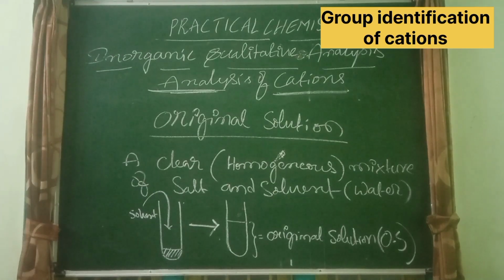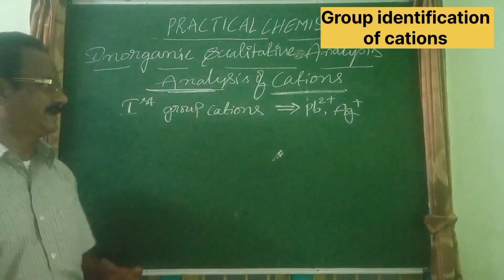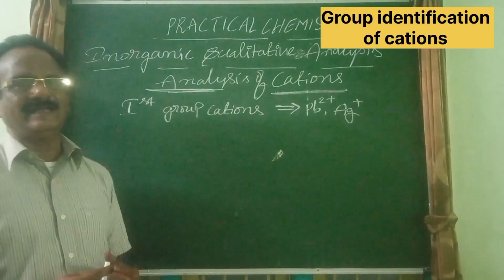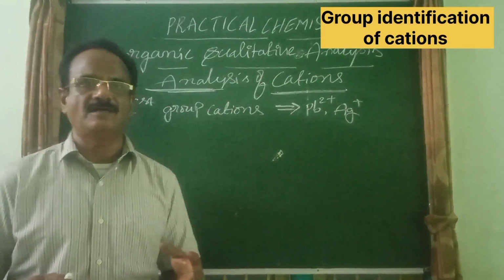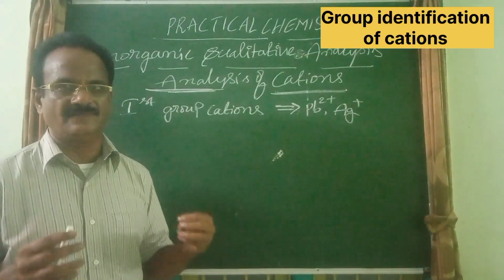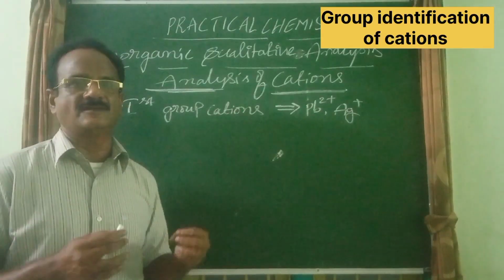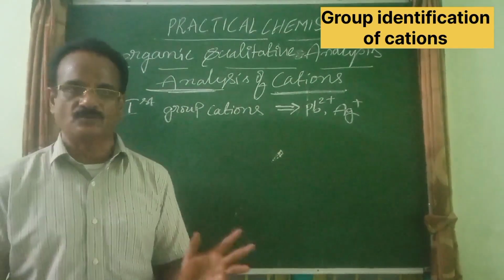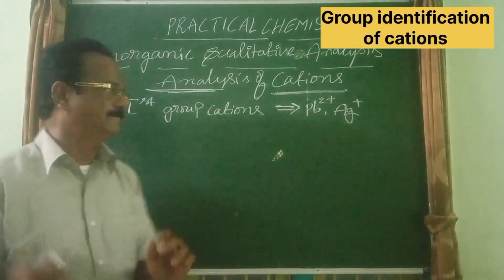Let us see the identification of first group cations, that is Pb2+ and Ag+. Previously, I told that Ag+ is not given in the laboratories because the cost of silver salts is too high. So during the analysis of salt, one can expect only Pb2+ in the first group. Let us see the identification tests for first group cations.